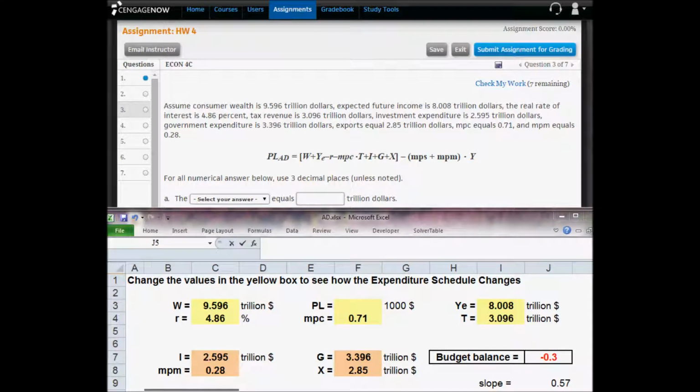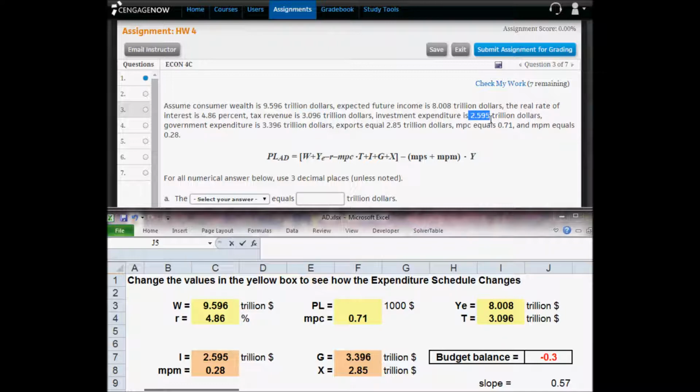Problem 3 is again almost identical to problems 1 and 2. I've already copied the numbers down here into my spreadsheet from the setup of the problem. Consumer wealth is $9.596 trillion. Expected future income is $8.008 trillion. The real rate of interest is 4.86%. Tax revenue is 3.096.